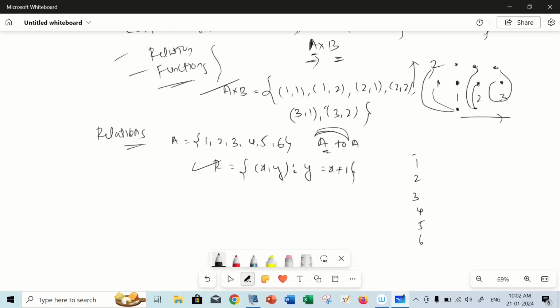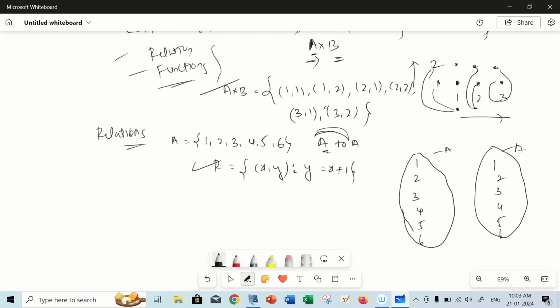This is a set, and I'm comparing it with another set. The other set is A only, 1 2 3 4 5 6. I'm comparing these two, the same set, A to A, because when we compare A to A, the set is the same. So here the condition is y is equal to x plus 1.